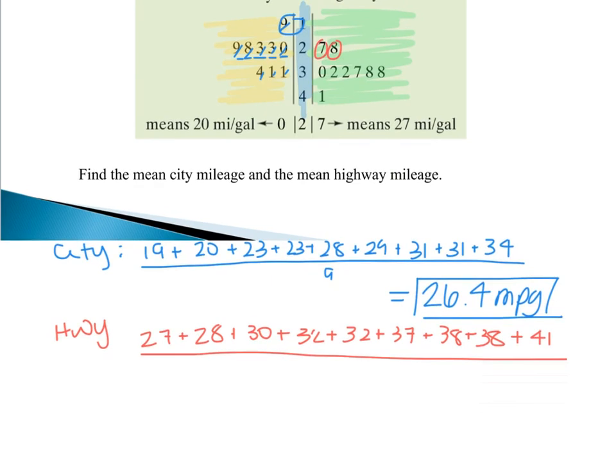So when I count those, it looks like we have 1, 2, 3, 4, 5, 6, 7, 8, 9 data points. So I divide this by 9. And I see that we end up with a highway average of 33.6 miles per gallon. And this is going to conclude the 1.6 Part 1 video.